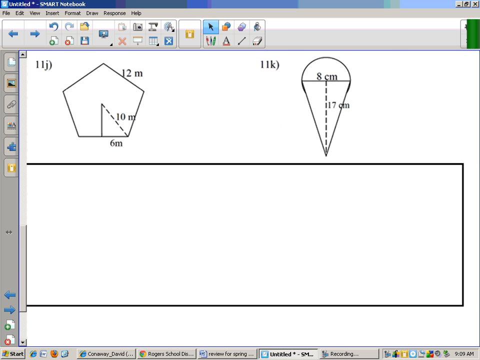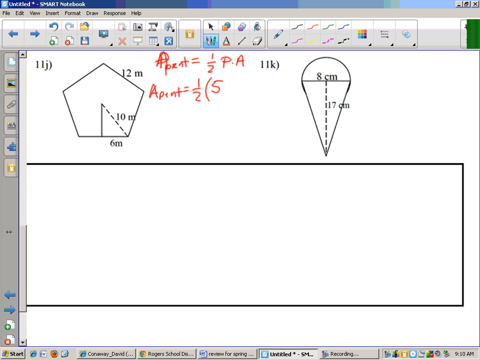Okay, 1/2 perimeter times apothem. We just did that a while ago. We're going to have to do it again. So we need to find the apothem. The area of a pentagon is equal to 1/2 perimeter times apothem. Well, the perimeter on this thing's pretty easy. The perimeter is going to be 5 sides times 12 meters on a side. The question is, what is going to be the apothem?